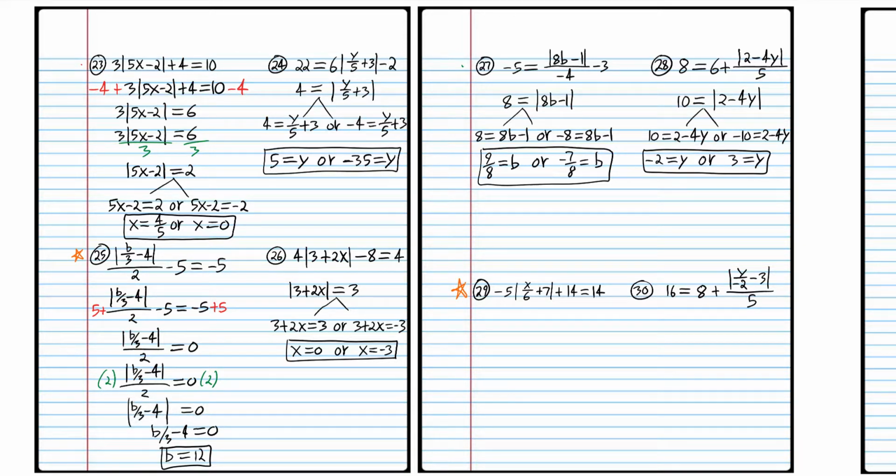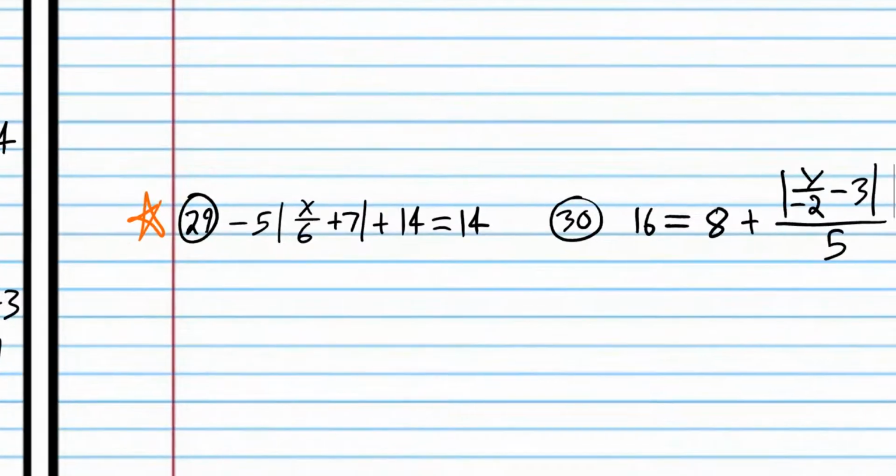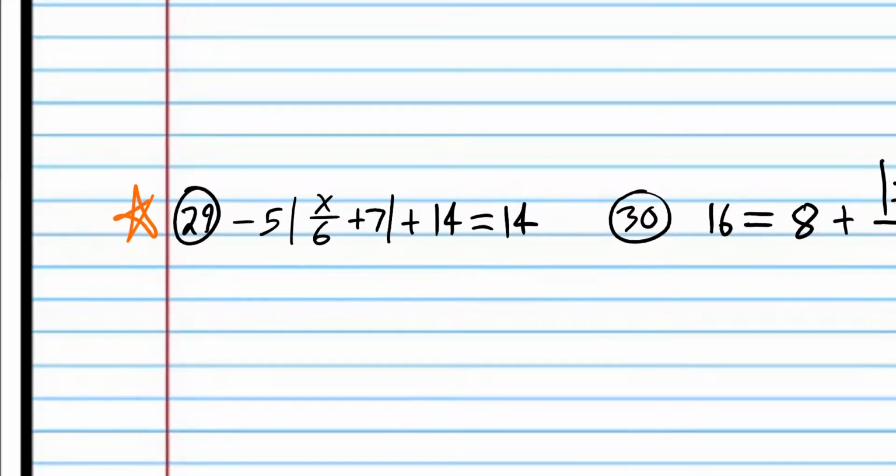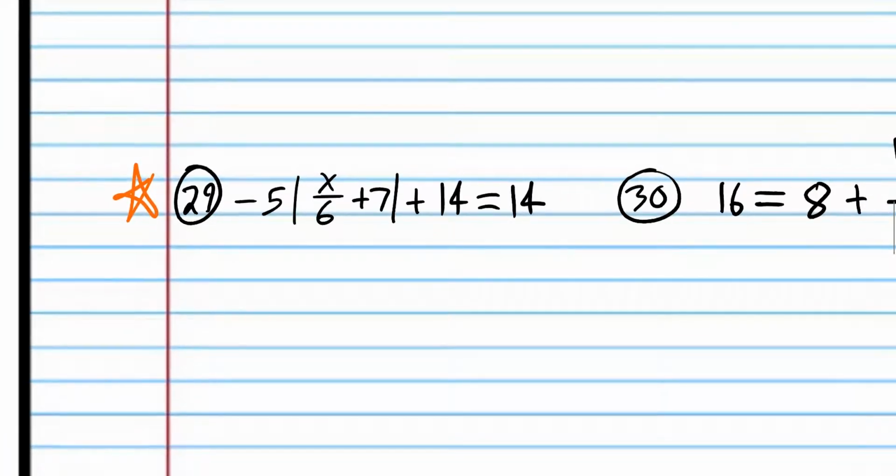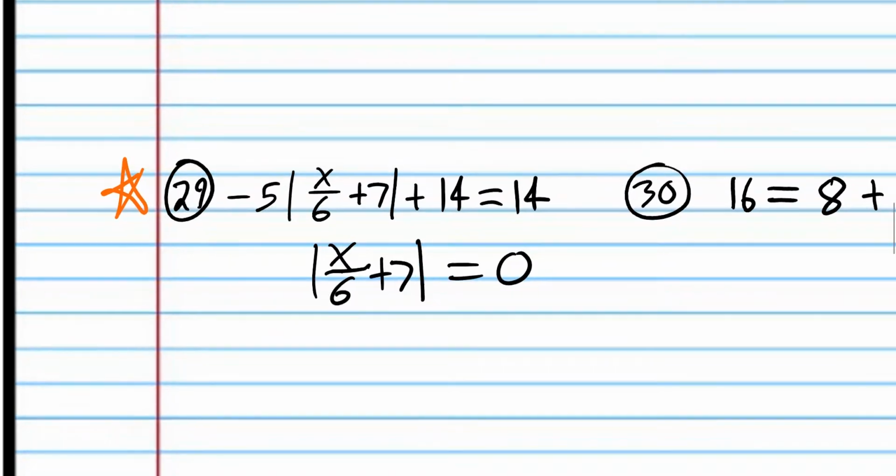All right, we're back. Subtract 14 from both sides, you get 0, and then divide both sides by -5, and you get 0 again. So absolute value of x over 6 plus 7 is equal to 0.